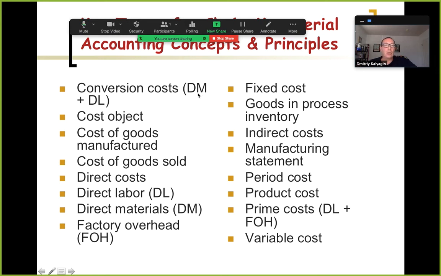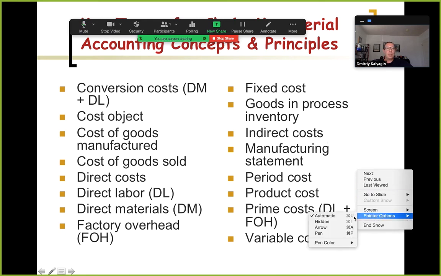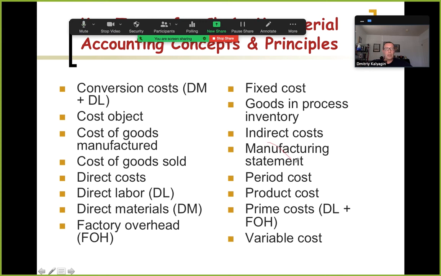I'm explaining to you what they are. Cost objects, cost of goods manufactured, cost of goods sold, direct costs, direct labor, direct materials, factory overhead. I don't have prime costs. I should have prime. Oh, there, right here. Prime costs, fixed costs, cost and process inventory, indirect costs. Don't worry about manufacturing statements. It's the same as cost of goods manufactured, so you don't have to worry about this one. Period costs, product cost, prime cost, variable cost.